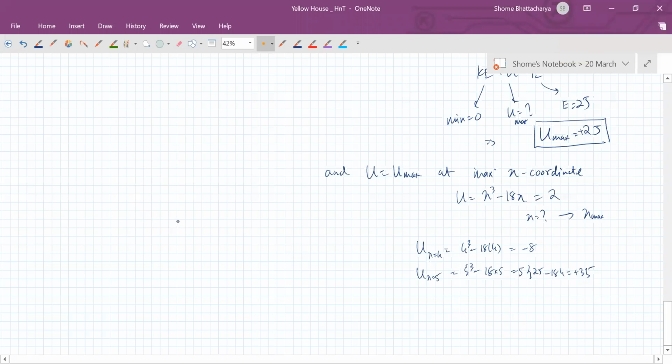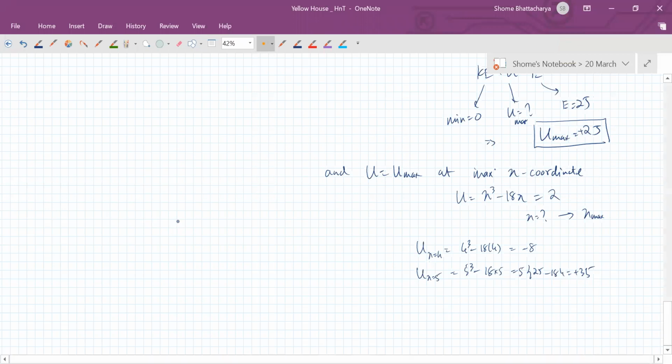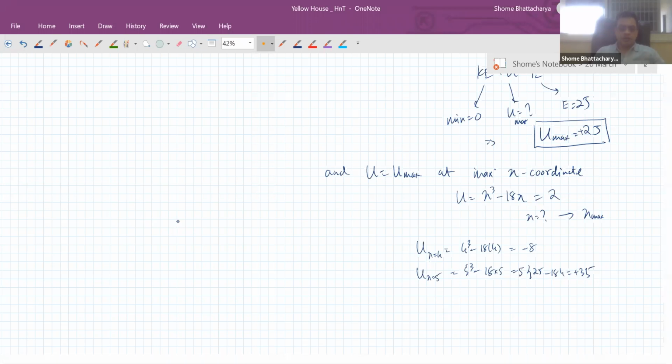Sir, 3 root 2. How did you get the value 3 root 2? Sir, x cube minus 18x, so x will be common. Then x square minus 18 is equal to 0, is equal to 2, right? Oh, sorry, sir. It's not that simple, but I'll just tell you.